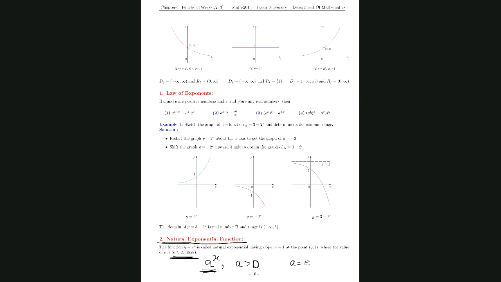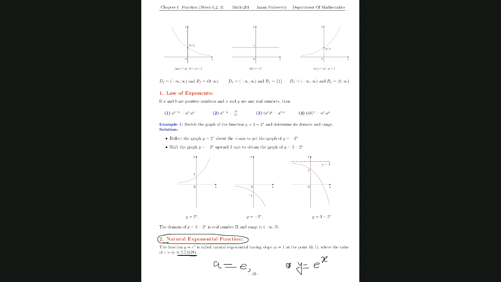When you take a equal to e, then this function is y equal to e power x. Here a equals e, and y equals e power x is called the natural exponential function. So what is the difference? Only here we take a equal to e. Then the function will be y equal to e power x, and this is called the natural exponential function. And what is the value of e? The value of e is 2.71.